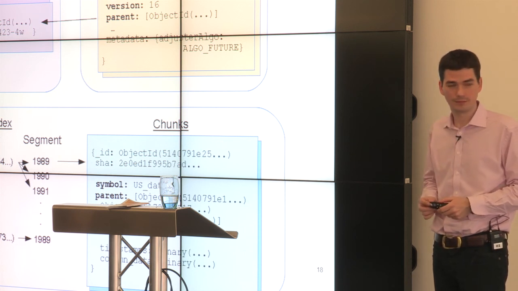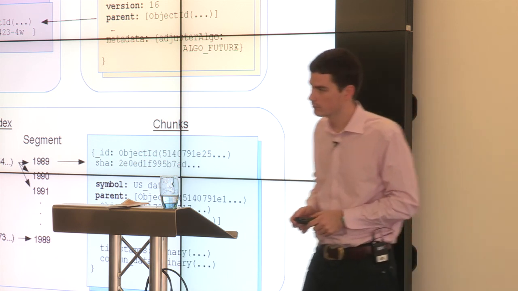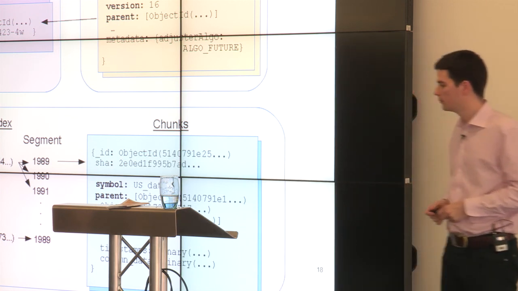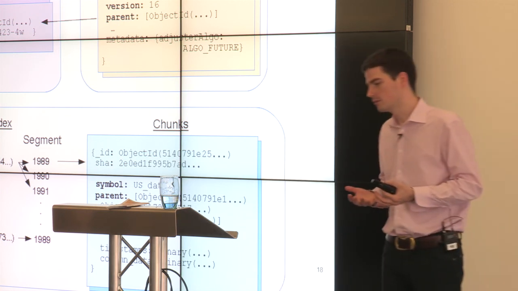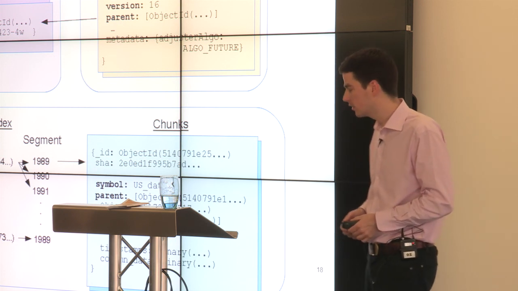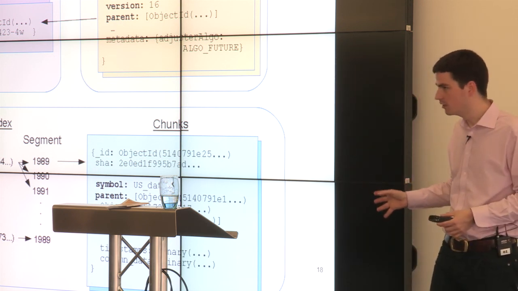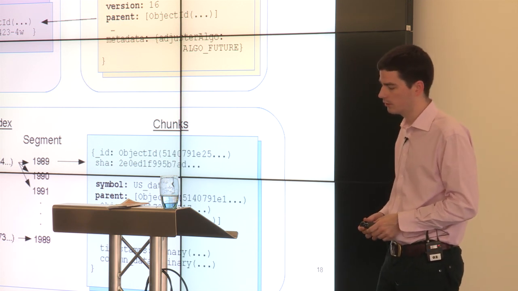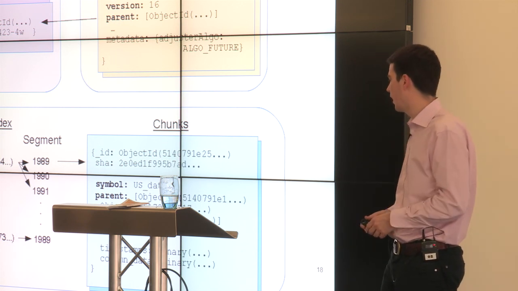Okay, last question. What are your thoughts on columnar databases like HBase or Cassandra? I don't have much of an opinion on them. I think that's essentially what we've built, but using Mongo rather than Cassandra.